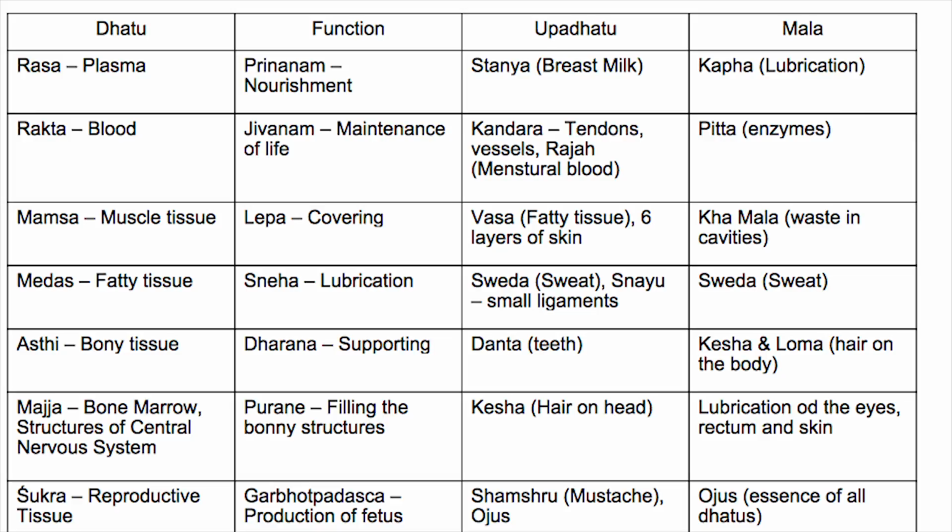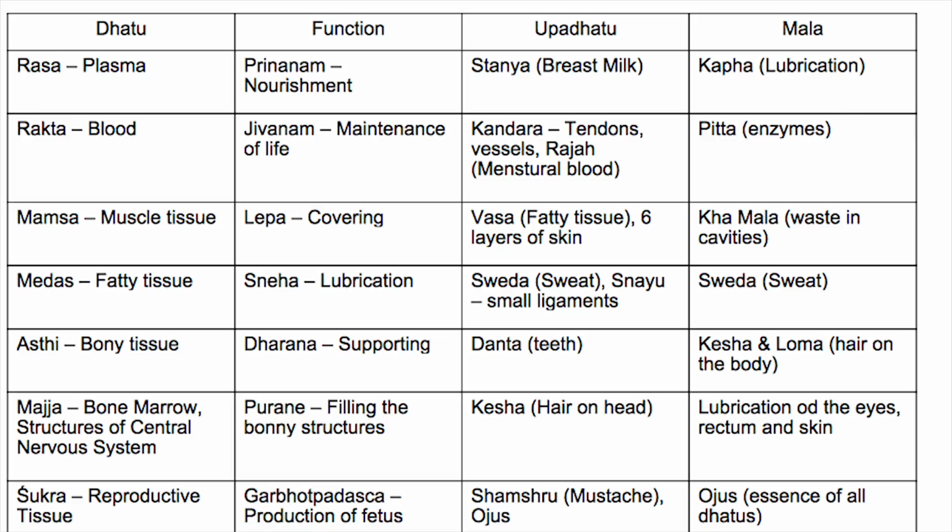But it's also in close relation with the rasa dhatu. It helps, again, in the transference of nutrients. It also helps in being able to carry out all of the other functions as well. It's constantly circulating. So that's why its main function is jivana, or maintenance of life. The associated structures that come out of the process of nourishment of the rakta dhatu are kandara, or tendons and vessels, and also, in women, the menstrual blood.